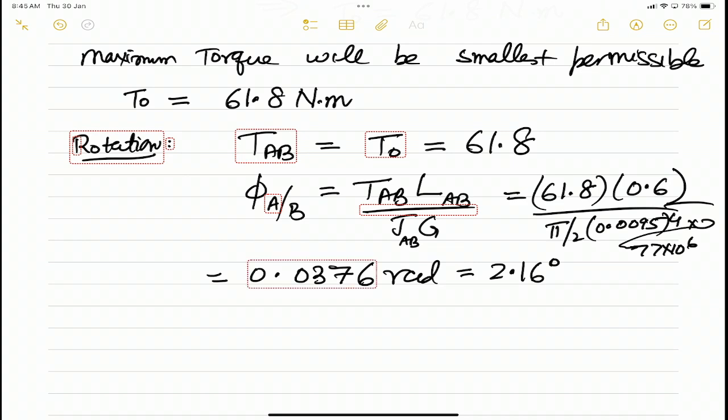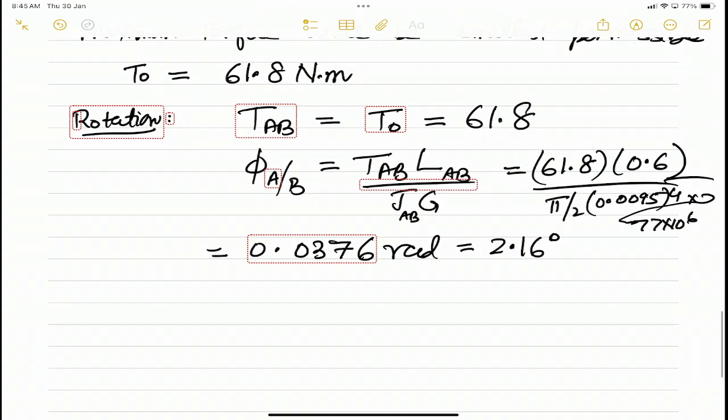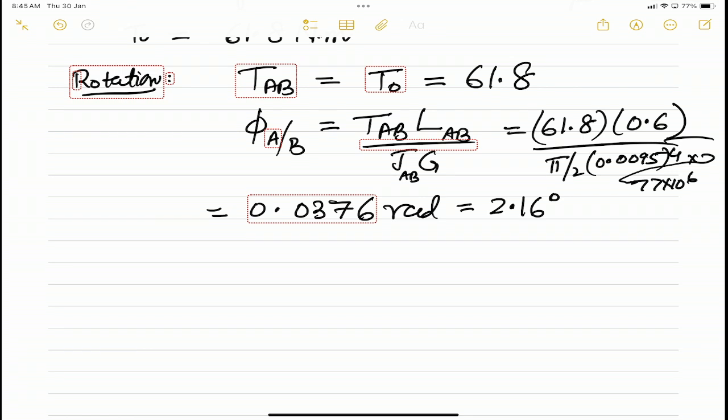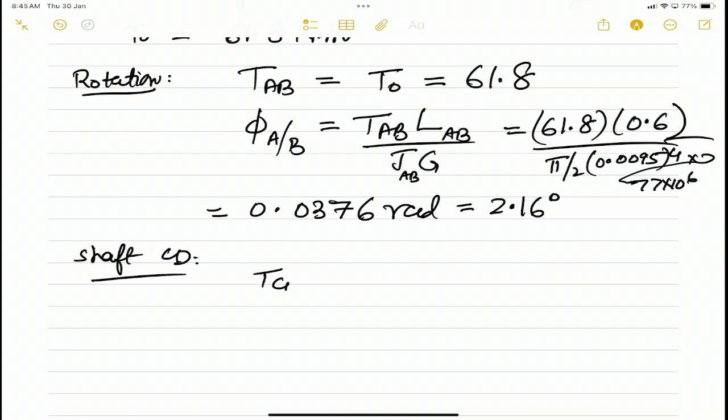So once you get the torque, you get A will rotate with respect to B by 0.0376 radians. And again, one of the purposes of going till the end is to ensure that if you have to give the answer in degrees, what you will get from the formula will be in radians. So you have to then convert it into degrees. But then this is not the final answer, because this is only phi of A with respect to B. If I look at the shaft CD, then torque in CD is equal to 2.73 T0.